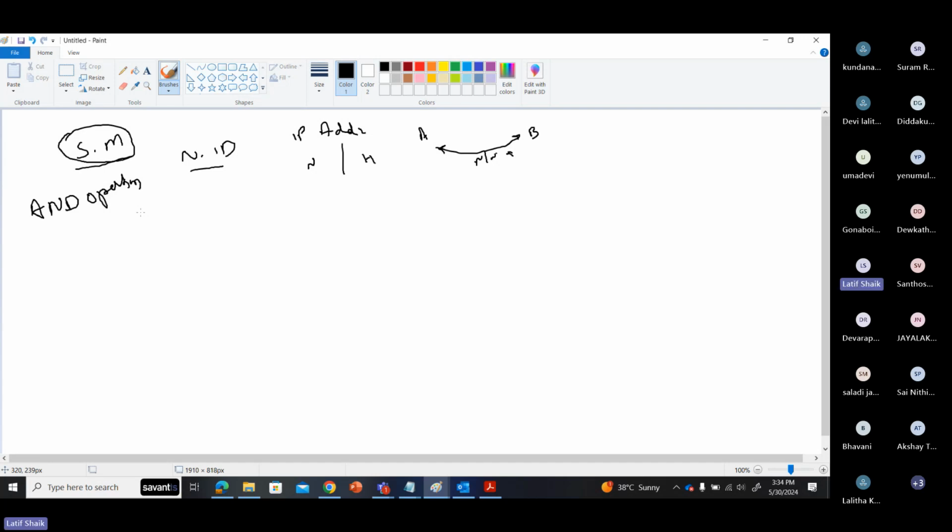What is this AND operation? If there is an input A and an input B and the output is Y, the expression is A dot B. If both inputs are 0, the output is 0. If any one of the inputs is 0, the output is 0. If both inputs are ones, then the output is 1. This is a logical operation, the AND gate operation.